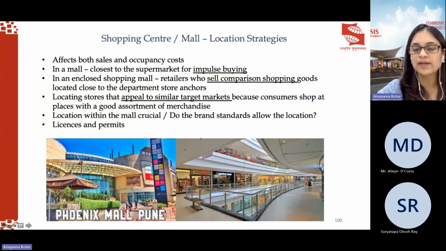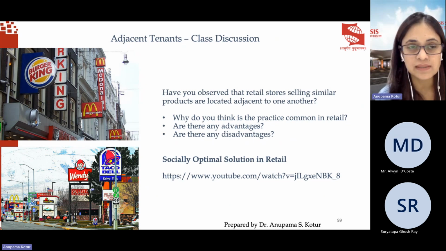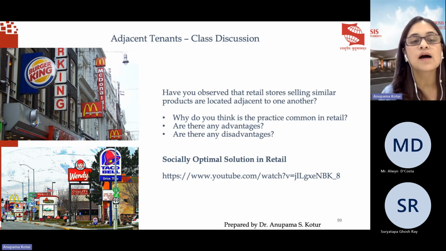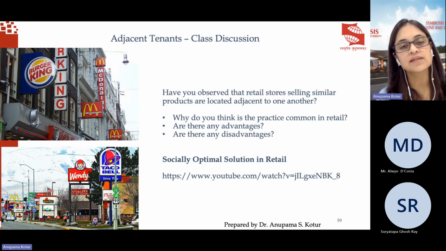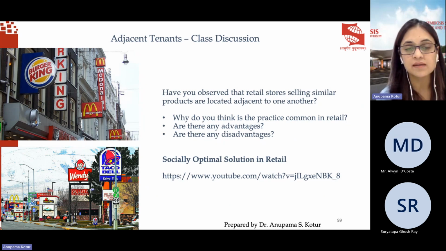Okay. If there are no questions, let's quickly look at why it is important for retailers to know who the adjacent tenants are, or who your neighbors are. Now, if we look at the pictures on your screen, a Burger King store is located right next to a McDonald's, and everywhere in the world, these two global brands compete with one another. Of course, there are some local brands they compete with, but globally, these two brands compete with one another head on.